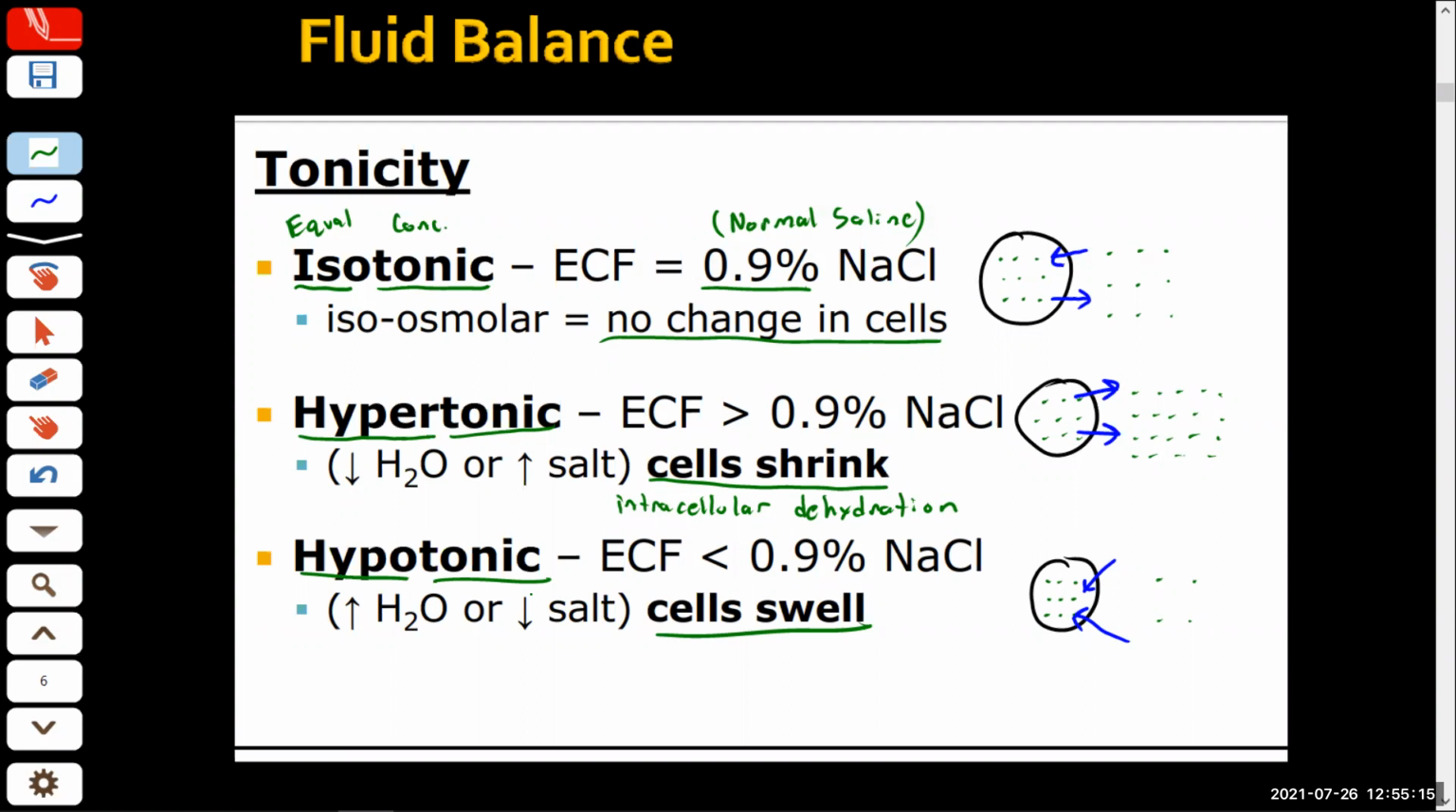Okay. Why would we ever give somebody a hypotonic solution? To rehydrate. Okay. So those are just two examples there. We'll practice a little bit more with this, but do you understand the idea of how salt pulls water, or water follows sodium?